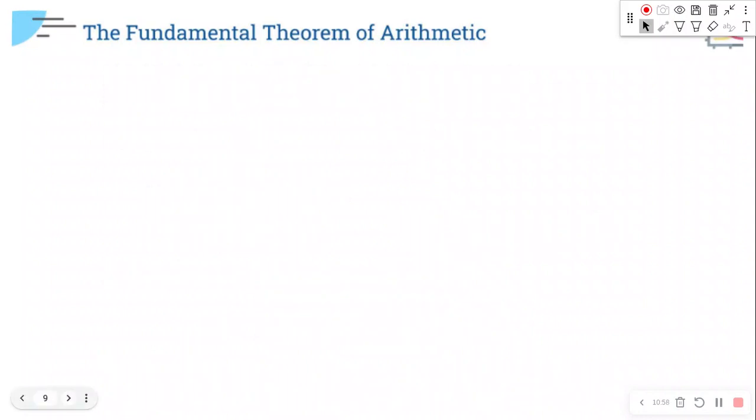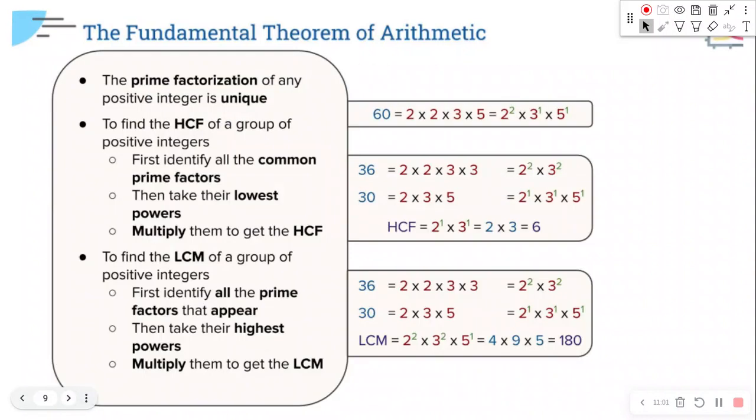So let us see some questions now. Before doing the questions, let us quickly revise what we studied. We studied that prime factorization of any integer is unique, like 60 can always be written as 2 square into 3 into 5.